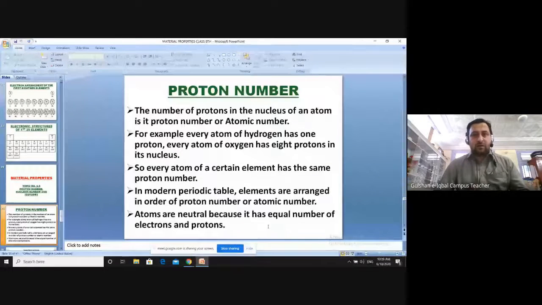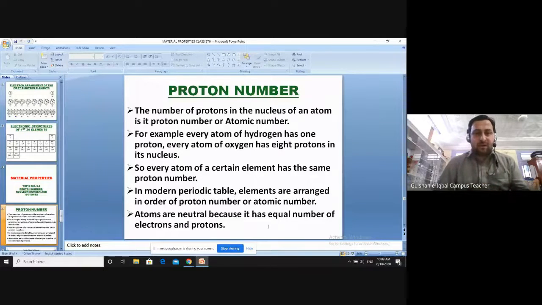The number of protons in the nucleus of an atom is called its proton number, and it is also called atomic number. For example, every atom of hydrogen has 1 proton. Every atom of oxygen has 8 protons in its nucleus. So there is a fixed number of protons in each atom of an element. In each atom of an element there is a fixed and certain number of protons present in its nucleus. The number of those protons is called proton number or atomic number.